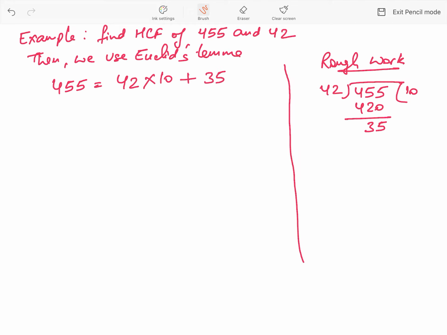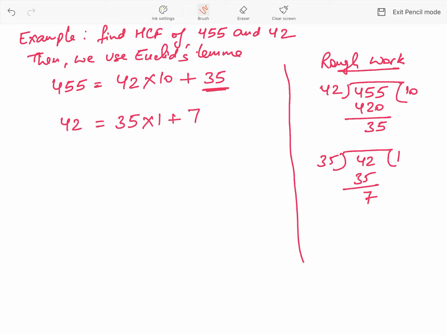Now since our remainder is not 0, we will continue the process. Now we will consider 42 as the dividend and our remainder 35 as divisor. Now 35 we have to multiply with 1 only, otherwise it will have a larger value. So 35 into 1, we will get remainder as 7.